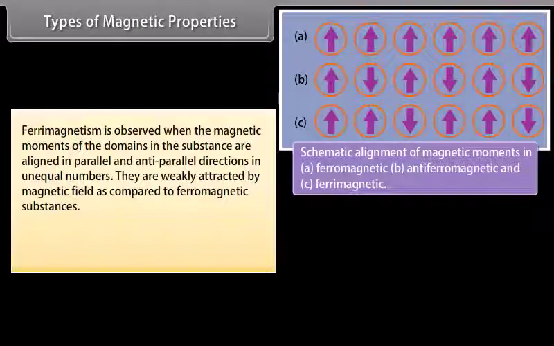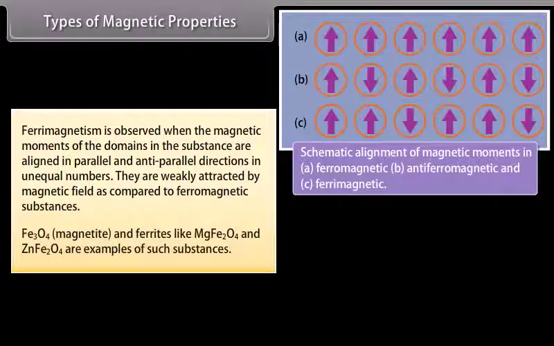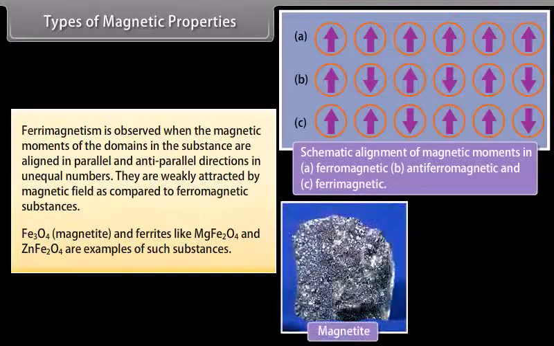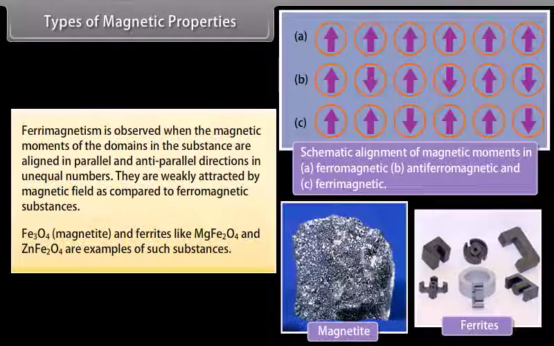Ferrimagnetism. Ferrimagnetism is observed when the magnetic moments of the domains in the substance are aligned in parallel and antiparallel directions in unequal numbers. They are weakly attracted by a magnetic field as compared to ferromagnetic substances. Fe3O4, magnetite, and ferrites like MgFe2O4 and ZnFe2O4 are examples of such substances.